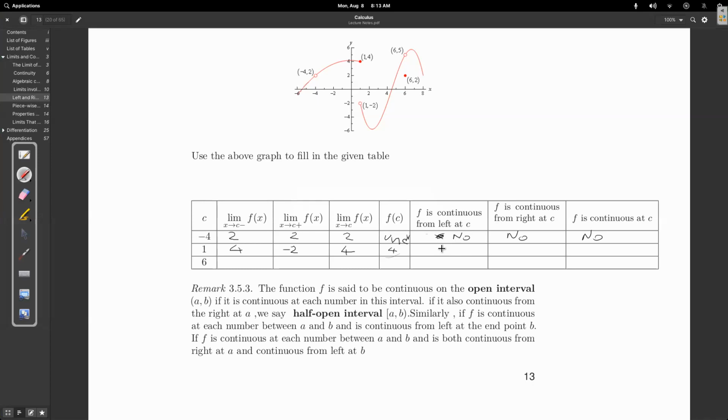Now it's continuous from left. Coming from left, I have to check whether the left limit equals the function value. So this is the left limit and it's equal to the function value. So this one is a yes, in this situation.